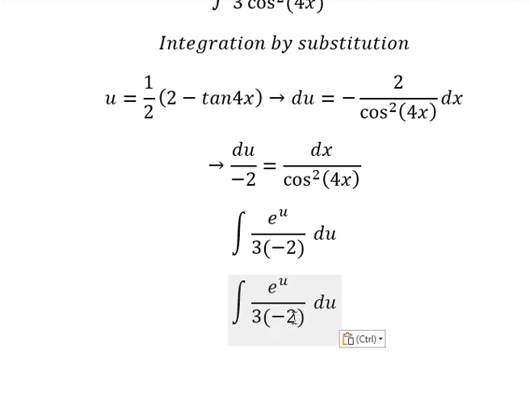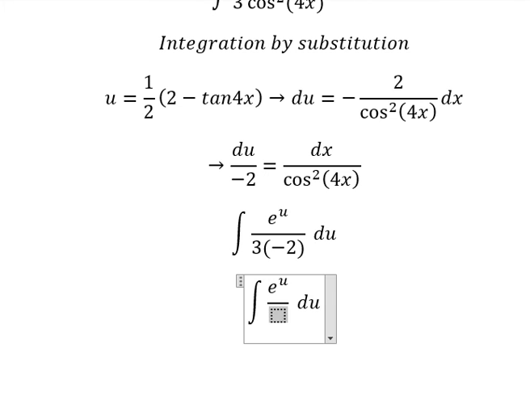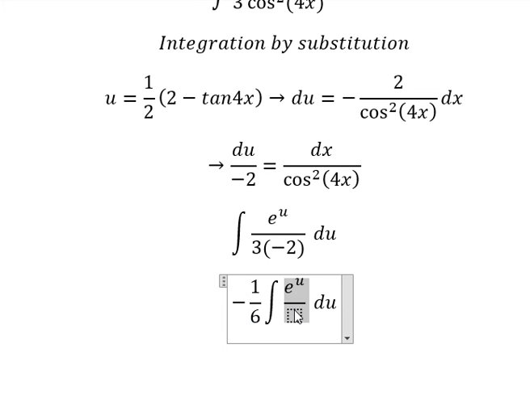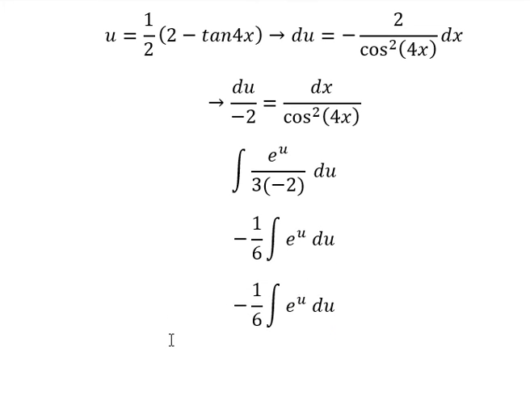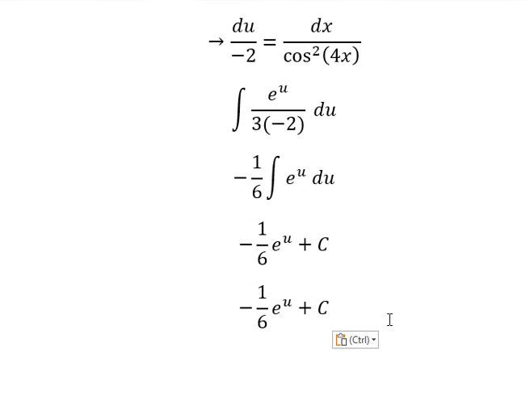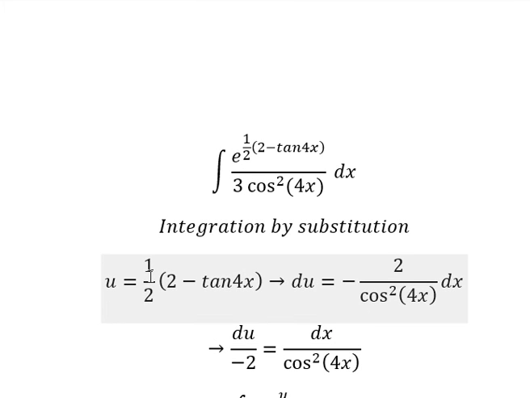Number 3 and negative number 2, we have negative number 6. The integration of e to the power of u, we have e to the power of u, and I will put c. About u, that is this one.